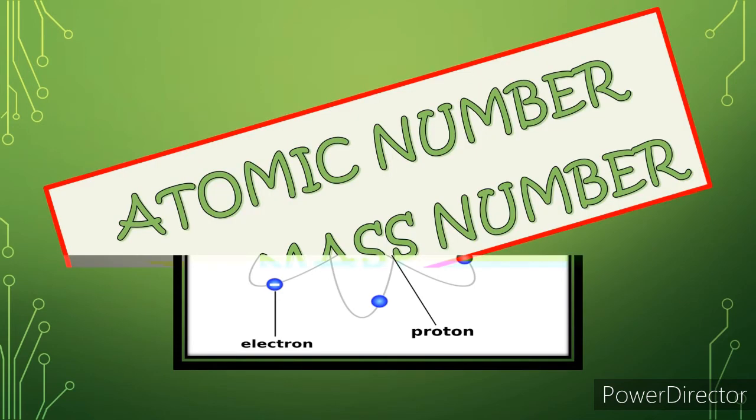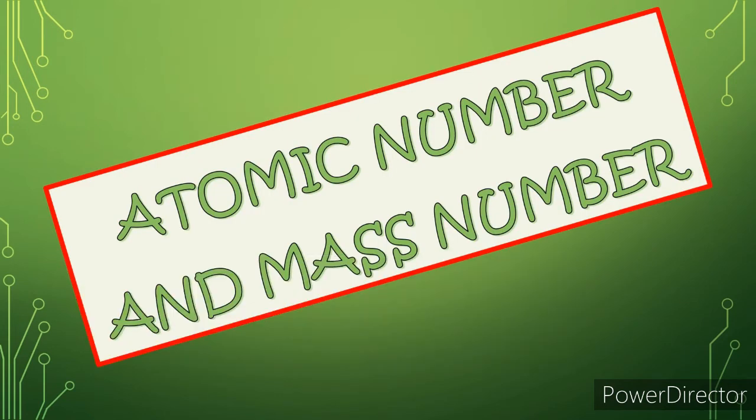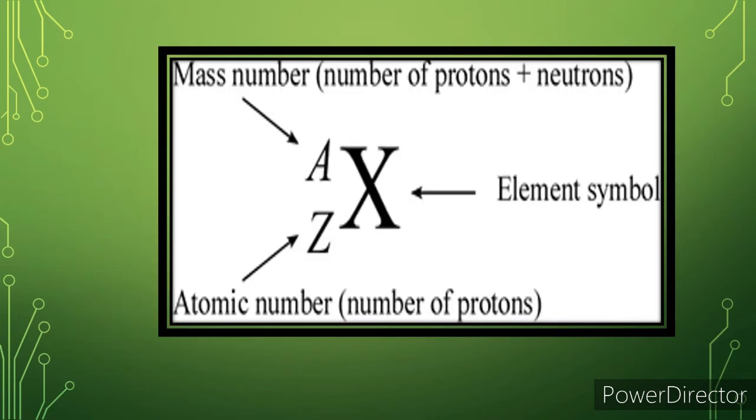Now, what is atomic number and what is mass number? Here an atom is represented. If you take X as the symbol of the element, capital A gives you the mass number. What is mass number? Number of protons plus number of neutrons. These two are present inside the nucleus. The total number of protons you have to add with the total number of neutrons. We get the mass number.